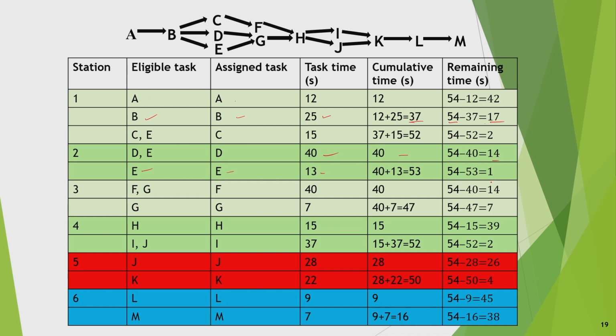There is a delay of 1 second. This workstation will be idle for 1 second, and therefore 54 minus 53 is equal to 1, and it is done. Now go to station number 3.